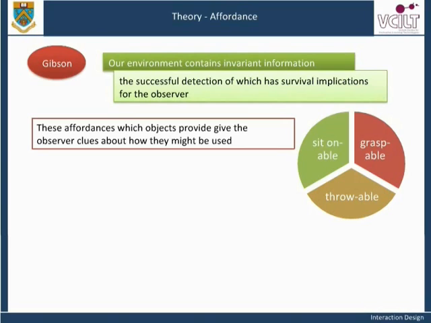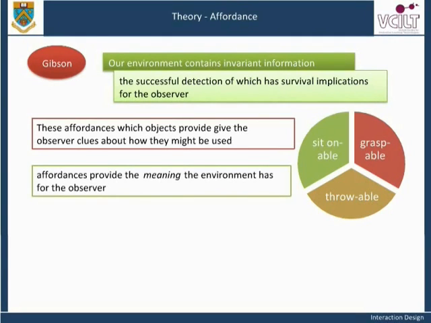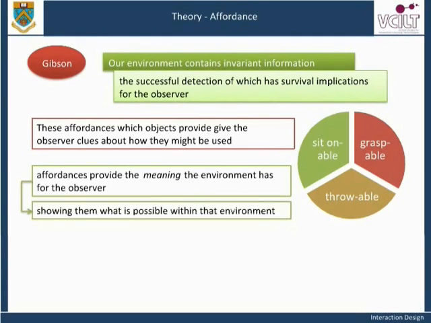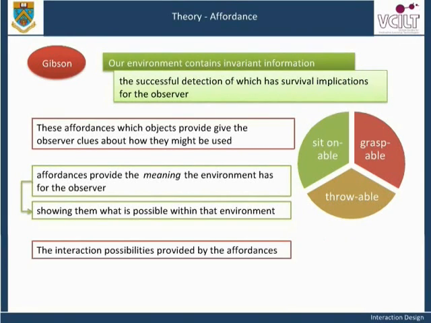In effect, the affordances provide the meaning the environment has for the observer, showing them what is possible within that environment. The interaction possibilities provided by the affordances have been called the effectivities of an environment. Remember that the ecologists are claiming that these affordances are being perceived directly, there is no conscious processing. Therefore, the properties of an object, which make it appear graspable, can be directly inferred from nothing more than the reflected light from that object, striking our eyes.